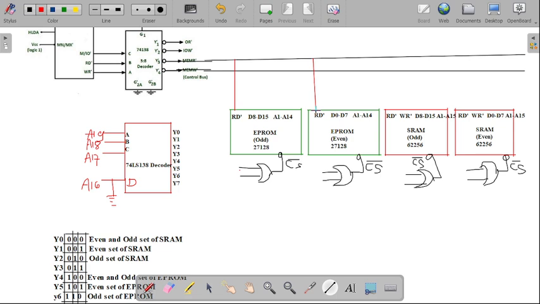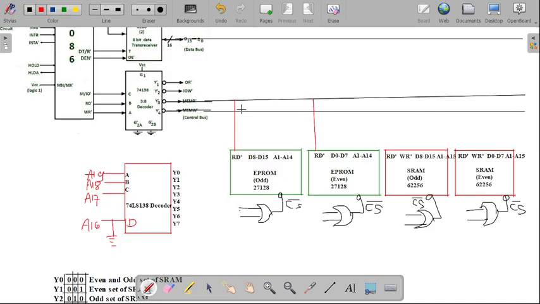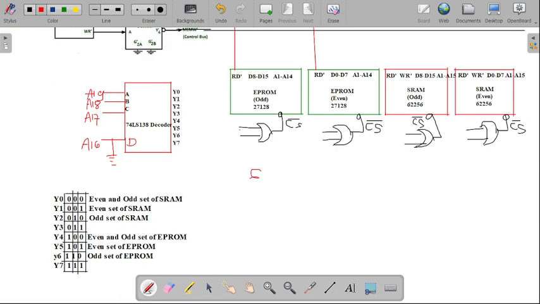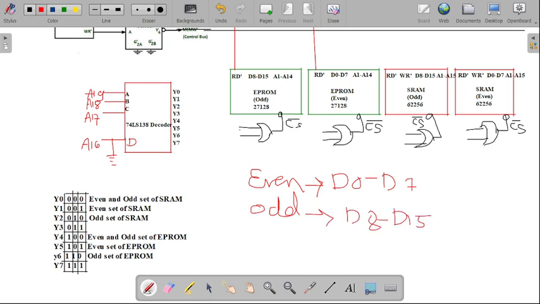The same is applicable. Now we have to consider one point: whenever we connect the data line to our EPROM as well as our SRAM, we have to check the even and odd set of our memory bank. Whenever I connect data to the even memory bank, I consider the D0 to D7 signals of our data bus, and for the odd memory bank, we connect the D8 to D15 lines. That's why I have written D8 to D15 in our odd set of memory bank and D0 to D7 in our even set of memory bank.